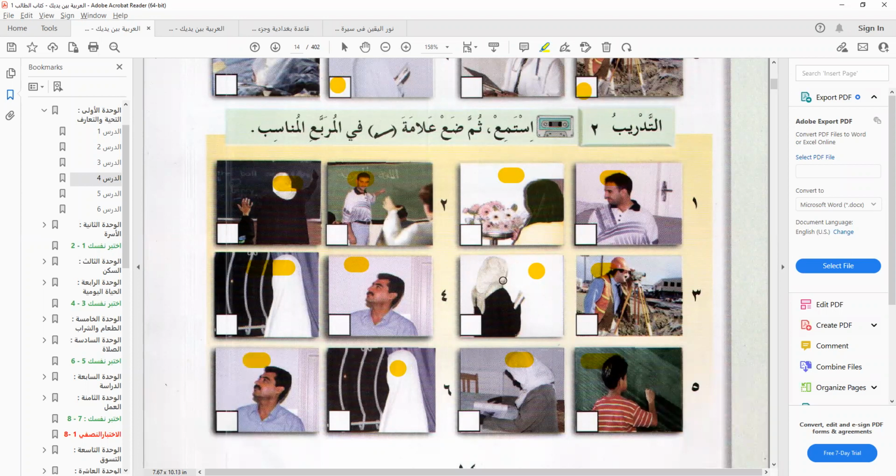So the answers are: the first one, هذا أخي. Correct. The second, أنت مدرس, because it's masculine.